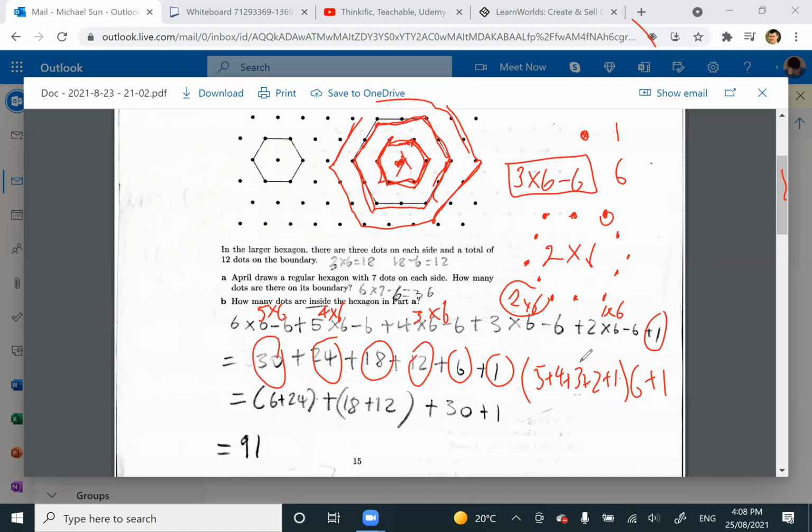Actually, you can do 2 plus 3 is 5, yeah? 1 plus 4 is 5, which makes 10. And then 5 plus 10 is 15. So it's 15 times 6 plus 1. Okay? Lots of ways to do this. What's 15 times 6?